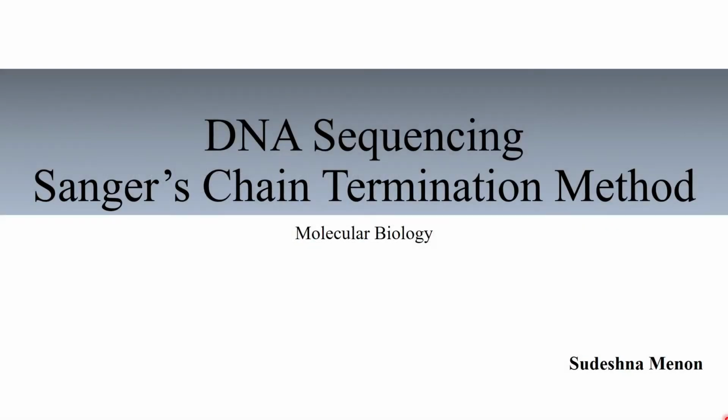DNA sequencing by Sanger's chain termination method. Determining the sequence of nucleotides in a DNA segment or gene is important. And Sanger's chain termination method, because of its ease and simplicity, has found an application in automated sequencing systems. Therefore, in this session, let us look at how Frederick Sanger developed the chain termination method.